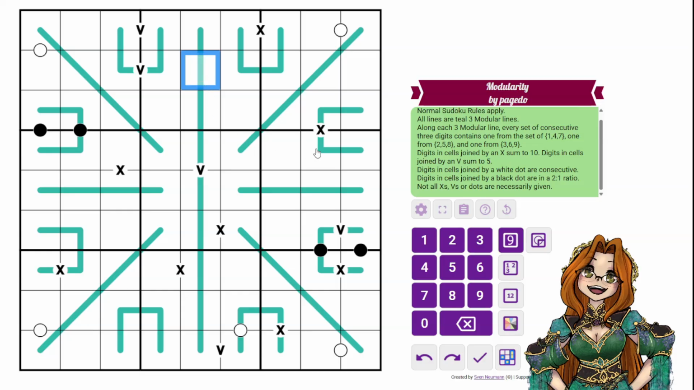Digits in cells joined by an X sum to 10. So if this was a 2, this would have to be 8. Easy peasy. Digits in cells joined by a V sum to 5. If this were a 2, this would have to be 3 to make 5.